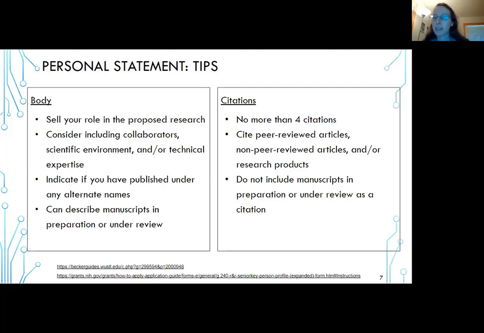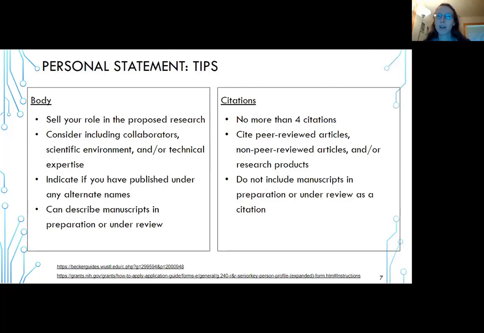If there are collaborators that one's going to work with, it's worth mentioning that in the personal statement. If there are specific things about the scientific environment that can be noted, such as institutional support and physical resources, you can mention those. For example, say this is your biosketch and you are going to be relying on the expertise of the University of Michigan's Bioinformatics Core Facility. You could note that here in the personal statement. Similarly, if you personally have technical expertise, say you're going to do your own bioinformatics analysis, this is where you would talk about that expertise that you have.